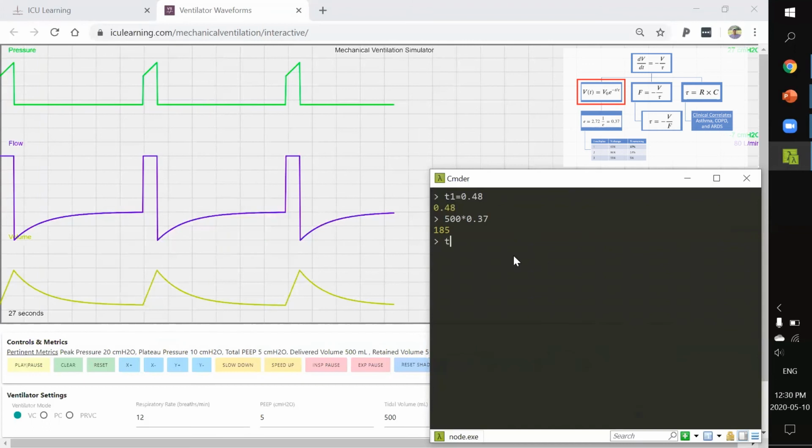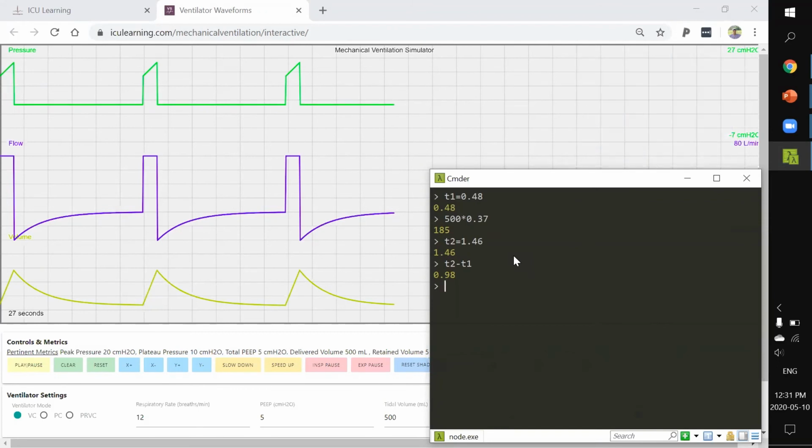So I'm going to write T2 equals 1.46 seconds. The difference between those 2 times is 1 tau, the time constant. T2 minus T1 equals 0.98 seconds. So tau is roughly 1 second in this case. That's the first way to calculate tau. Let me clear the screen, and then I'll show you the second way.